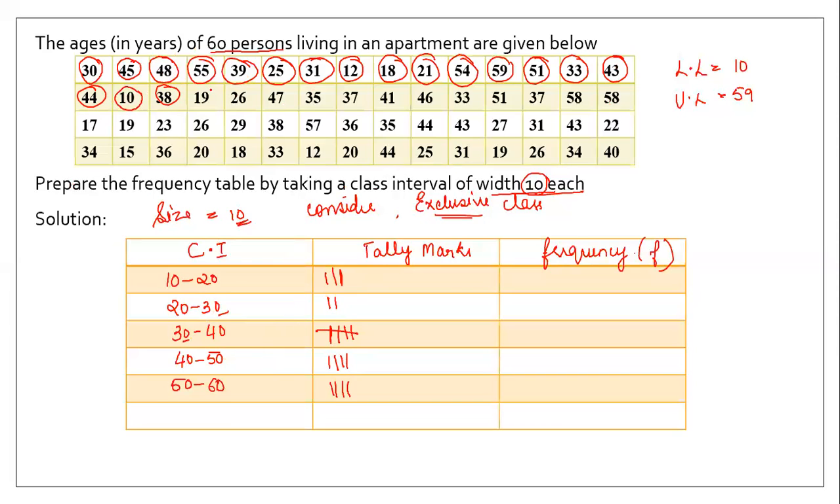So cancel. 19, it is here. 26, okay, it is here. 47, okay, 40 to 50. So cancel this. 35, it is 30 to 40. 37, again it is in 30 to 40. 41, okay, 41. 46 will be between 40 to 50. Okay, and so on. Okay, I'll not waste time here.